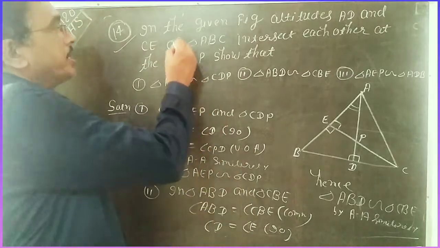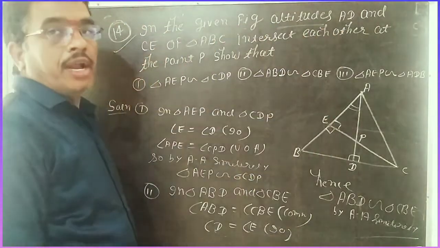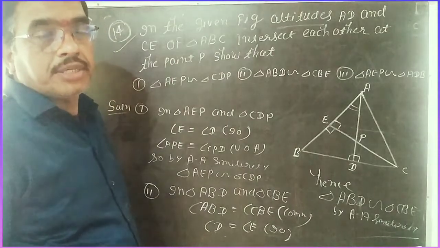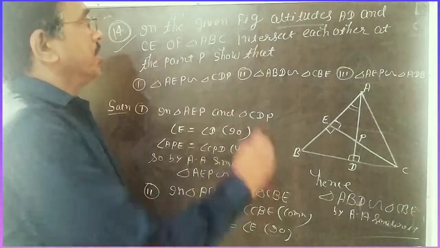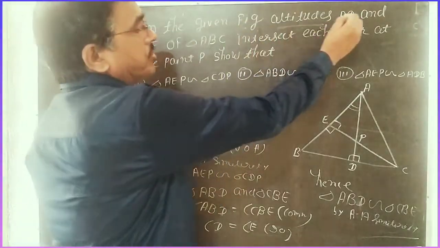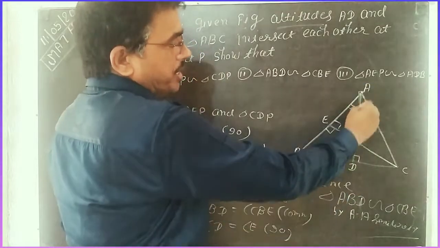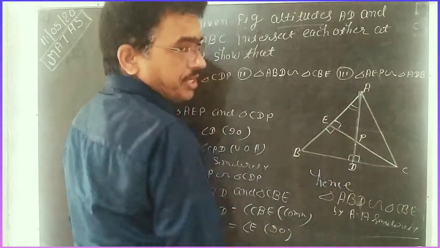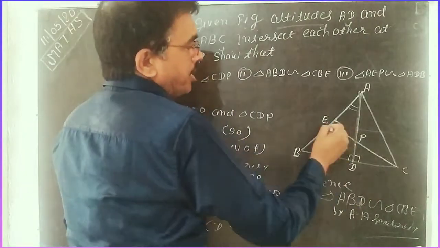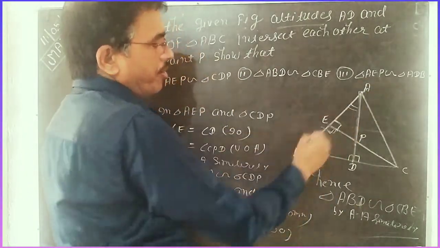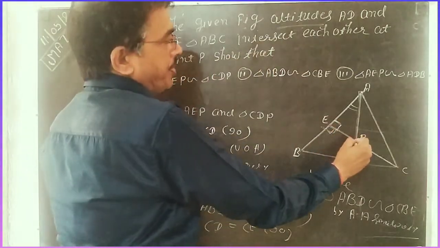So dear students, here in the given figure, altitudes are given. What are altitudes? A line segment drawn from the vertex and perpendicular to the opposite side. That is an altitude. So in the given figure, this is altitude AD, that means this line segment is perpendicular to BC. So altitudes AD and CE, this CE is also perpendicular to AB, and they intersect each other at P, here is point P.